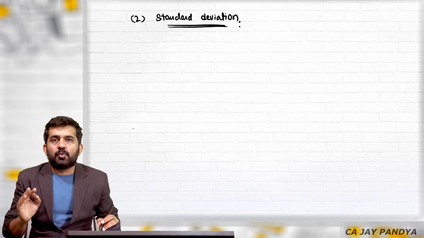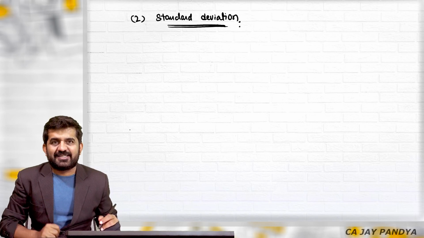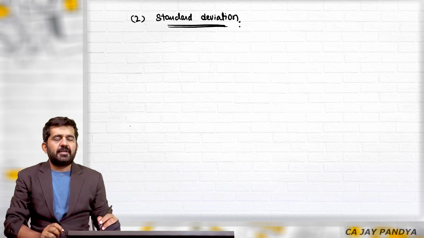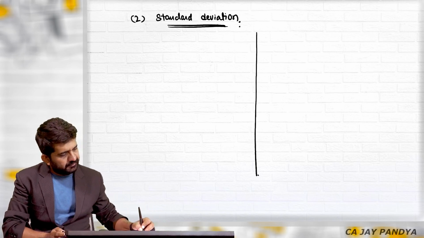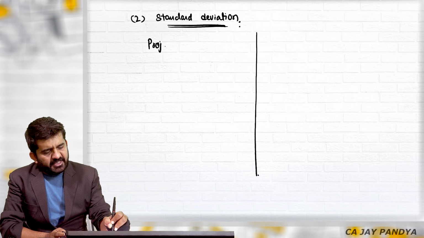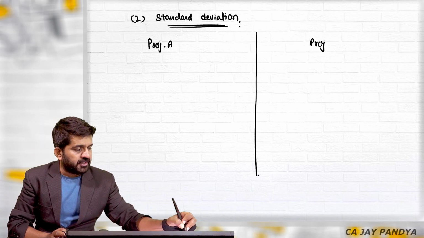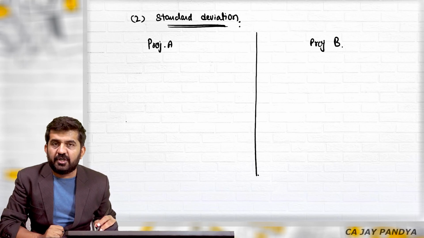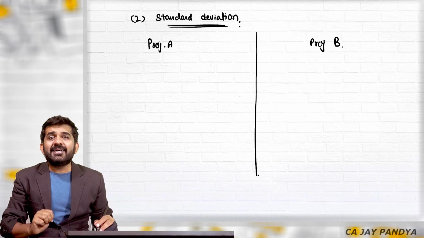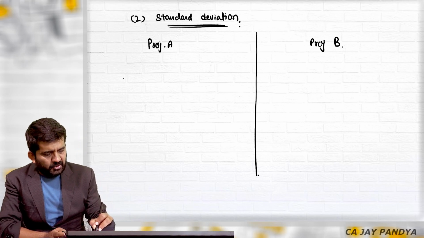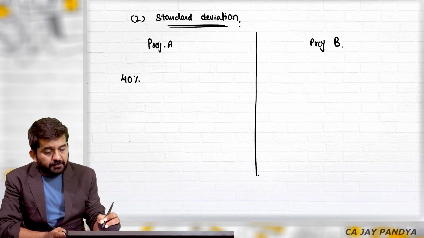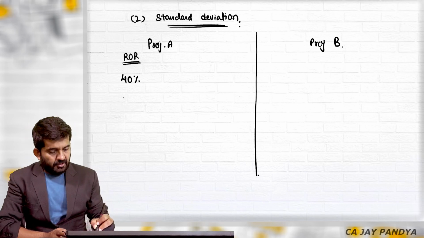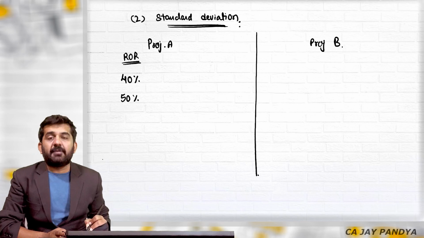Standard deviation is one of the topics in foundation statistics, but still I am assuming you do not know this concept. Understand, there are two projects, project A and project B. Both will last only for 1 year. It is expected that project A will be earning 40% rate of return, a good rate of return. Project B will be earning 50% rate of return.